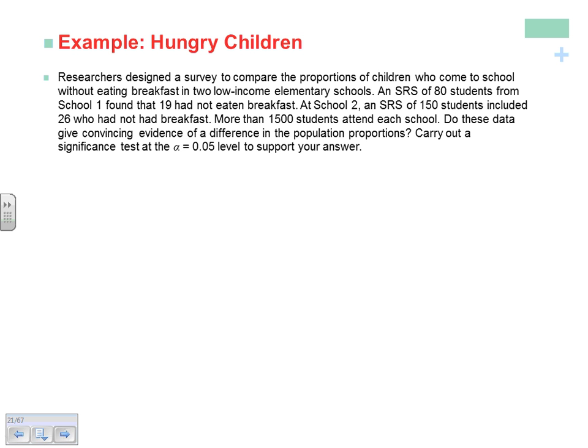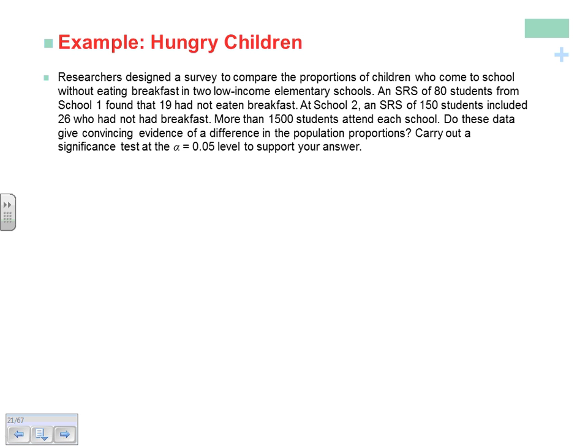Let's go to this example of hungry children. Researchers designed a survey to compare the proportions of children who come to school without eating breakfast in 2 low-income elementary schools. A simple random sample of 80 students from School 1 found that 19 had not eaten breakfast. At School 2, 150 students in the sample had 26 who had not eaten breakfast. More than 1,500 students attend each school. Do these data give convincing evidence of a difference in the population proportions?